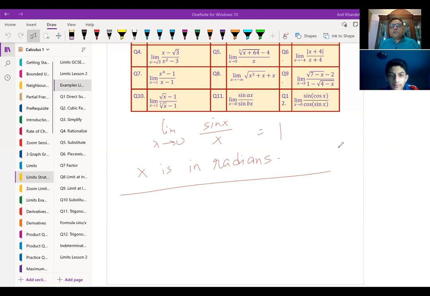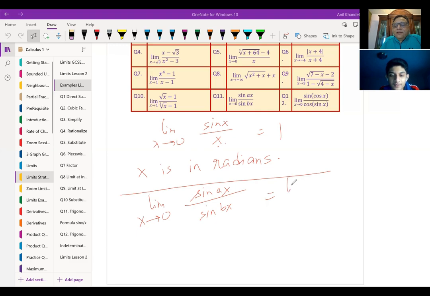Using this concept, we can find the solution of question number 11. We have the limit as x approaches 0 of sine ax over sine bx. What will that be equal to? That is the question. So what we can do here is, for sine ax and sine bx, multiply and divide by ax. We get this form. Do you understand?